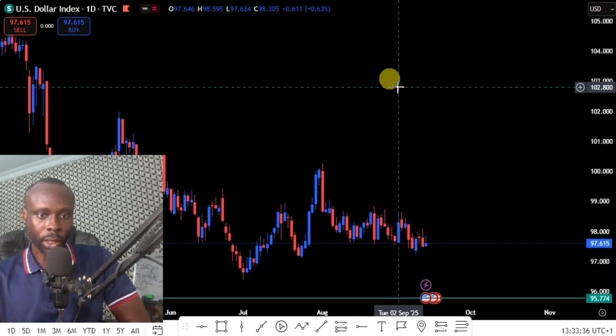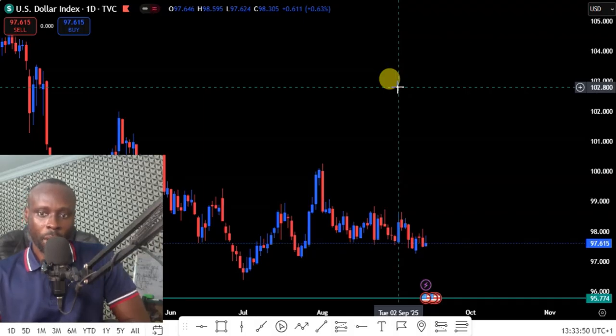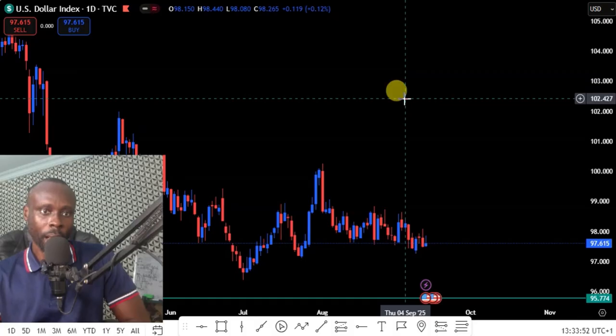In this Forex weekly analysis, we're looking at market turning points and our areas of interest to buy and to sell. Let's get started with our analysis. First, we'll be looking at the dollar index.